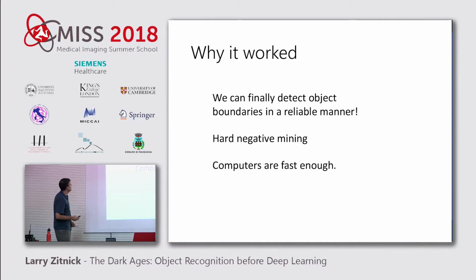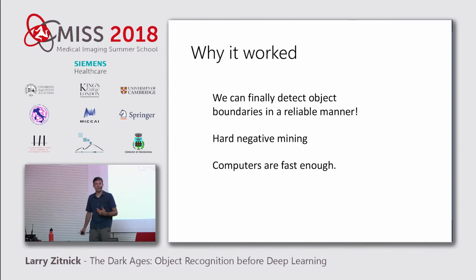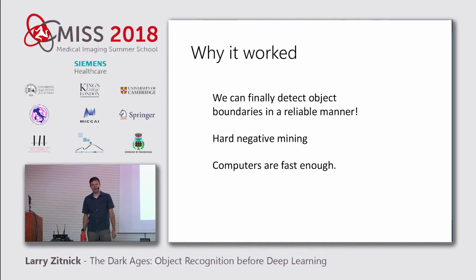All right. So why this worked? Because of that normalization that I was talking about, we could finally detect object boundaries fairly reliably. Hard negative mining was another one. When they trained the SVM classifier, they did a really good job of finding hard negatives, so that way the SVM classifier would be as good as possible. And this is a big one. Computers are fast enough. This wouldn't have worked in the 90s. This took a lot of compute. But by this point, I think we're on Pentium 5s by now, Pentium 6s, I don't know. Whatever, the computers were fast enough at this point that you could run an algorithm like this.